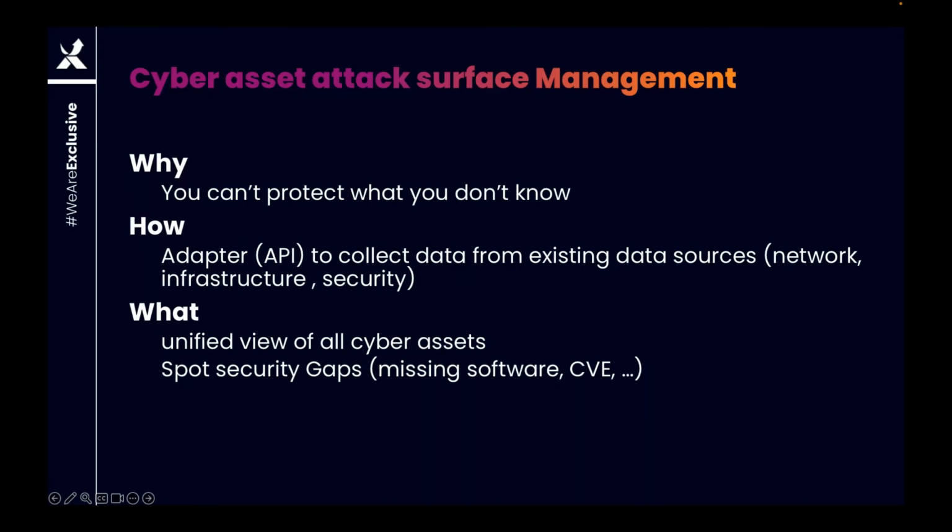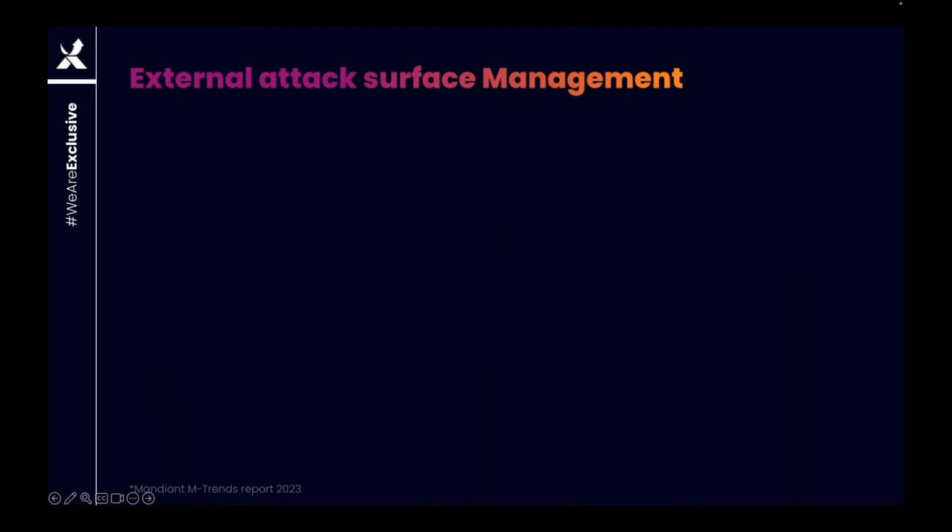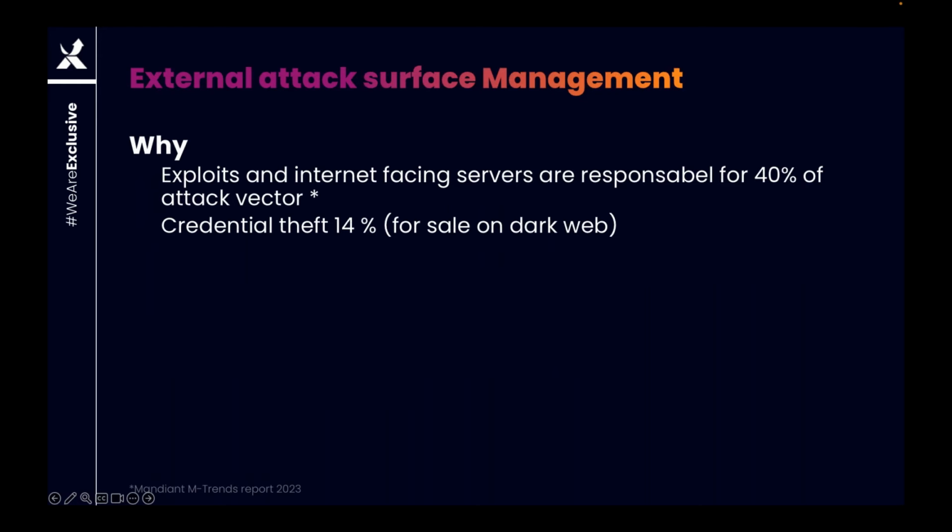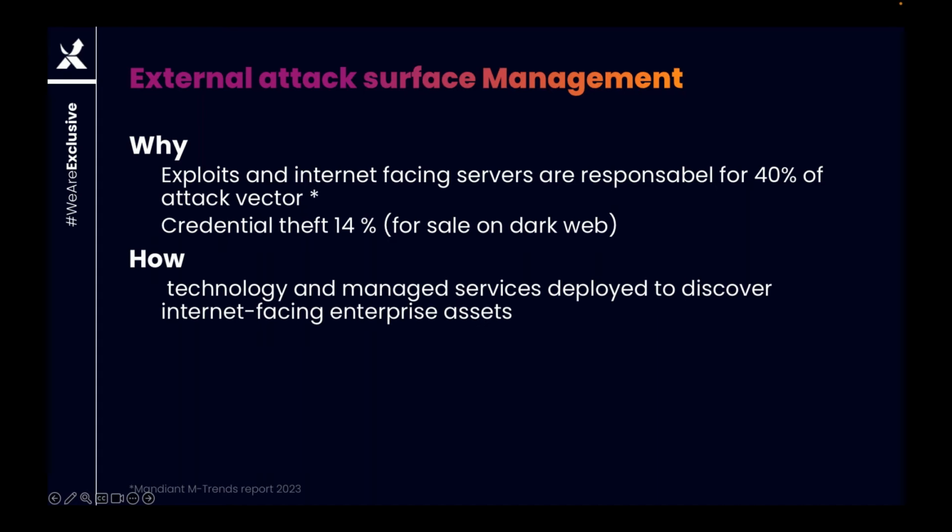But our focus today is EASM and breach and attack simulation. External attack surface management is very important, because it could already cover almost 50% of the cases where attackers use the typical initial attack vectors. For example, here the exploits on internet-facing servers are already responsible for 40% of all the attack vectors. Credential theft is also a very big attack vector. Those credentials are being sold maybe on the dark web. So that's why there are vendors out there who will provide this as a service.